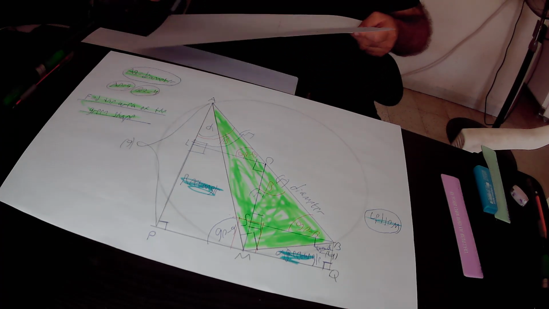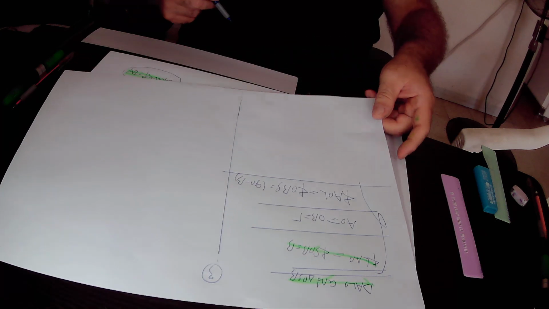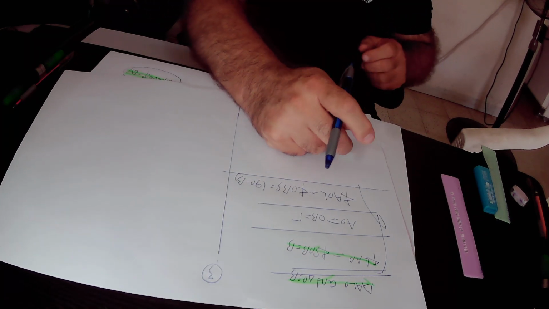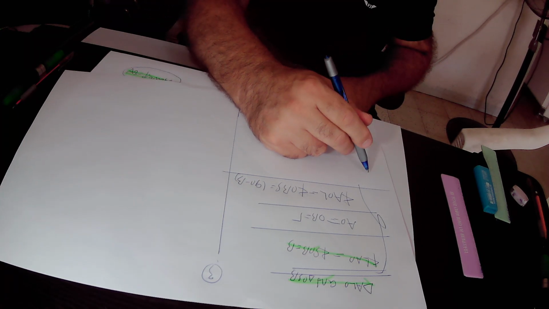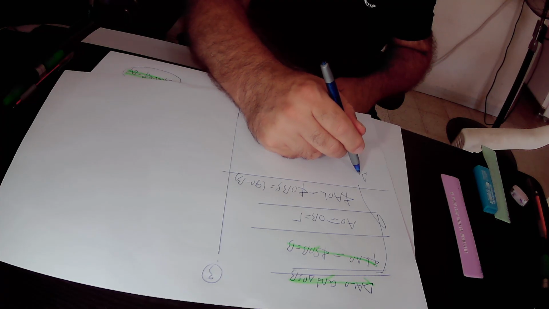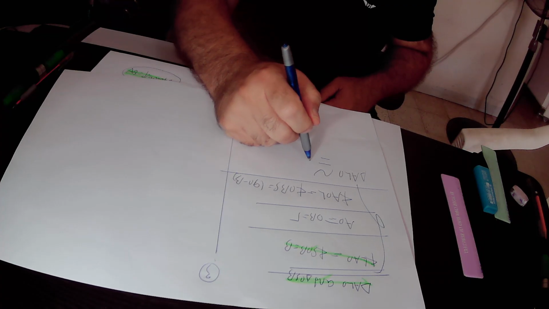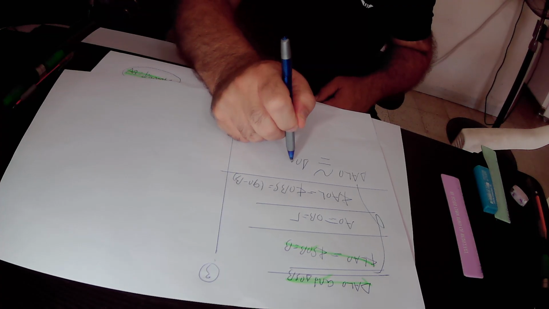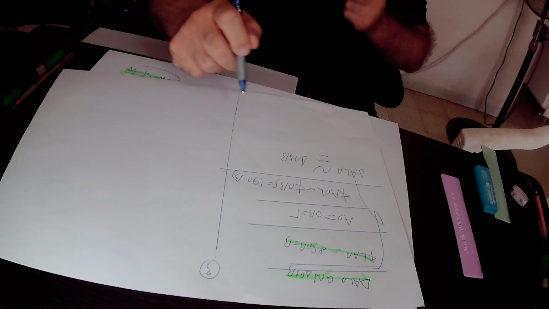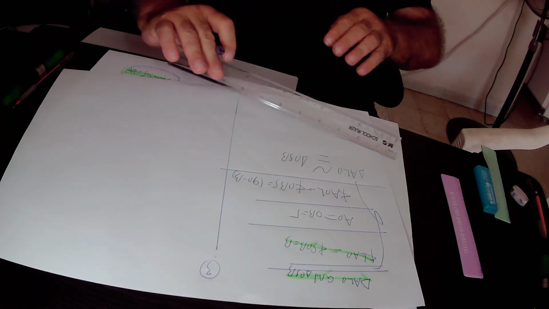So we found out that the right triangle ALO can go into the right triangle OSB according to the angle side angle rule.